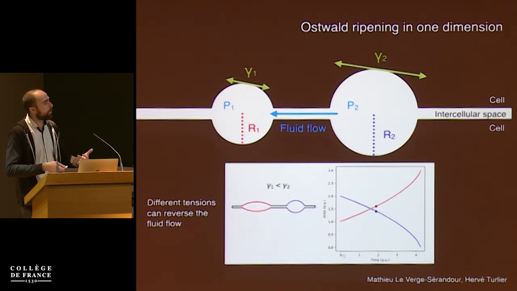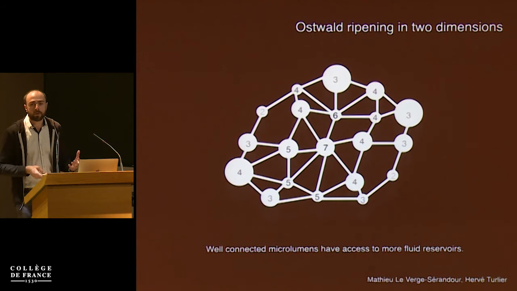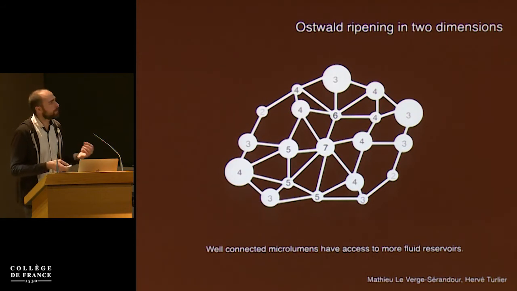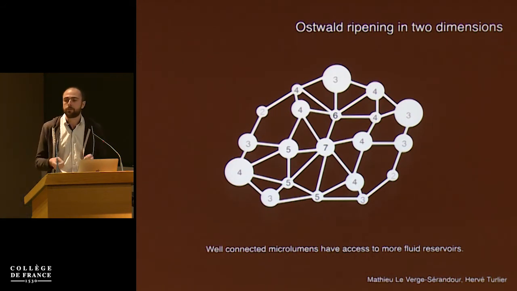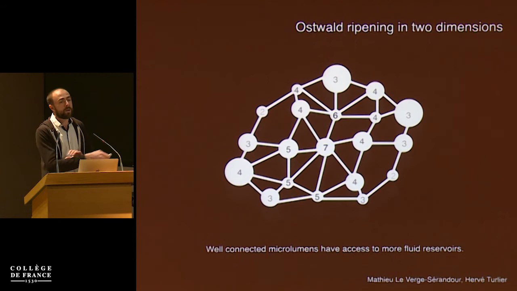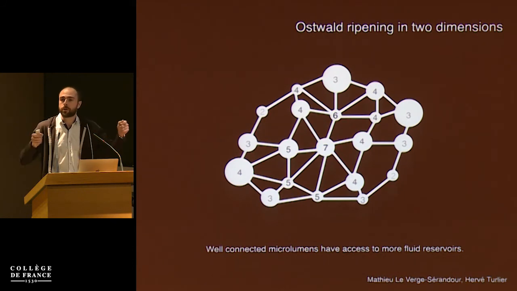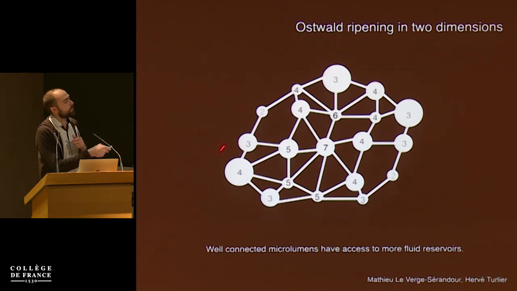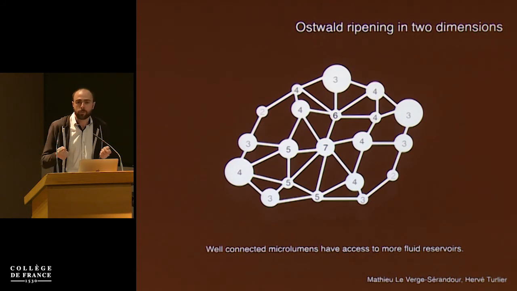The embryo is more complex. It has many microlumens which form a network, and this network will also influence where the fluid will flow. The connectivity of the microlumens will be very important. If you're in the center of the embryo and you have many microlumens from which you can draw water, or if you're at the periphery where you have very few microlumens which constitute a reservoir of liquid from which you can draw, then the dynamics and the final outcome of where the lumen will go will be very different.